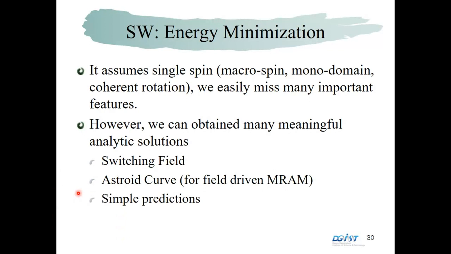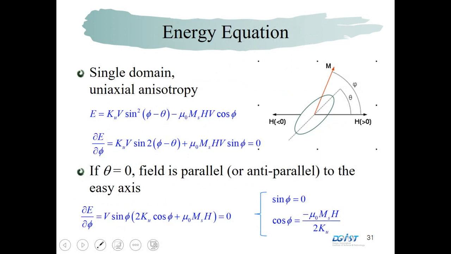The Stoner-Wohlfarth model implies we are talking about the single spin, or in other words, macro spin or monodomain or coherent rotation. So that means we don't care about the creation of the multi-domain. It is too simple, but still we obtain many important features, so we can understand many important results from the model. As I already mentioned, we are talking about the single domain, and also we assume the uniaxial anisotropy.